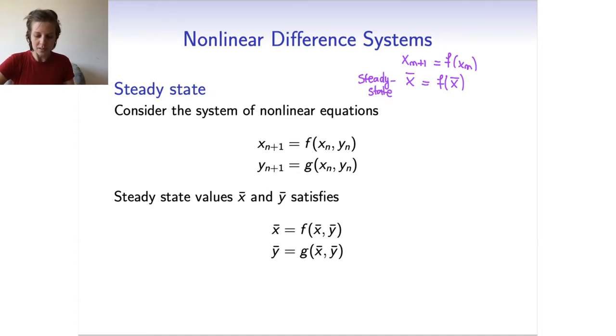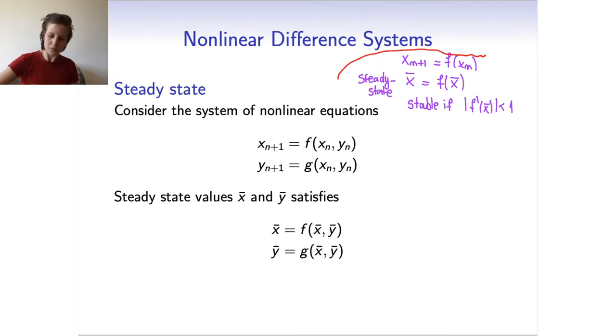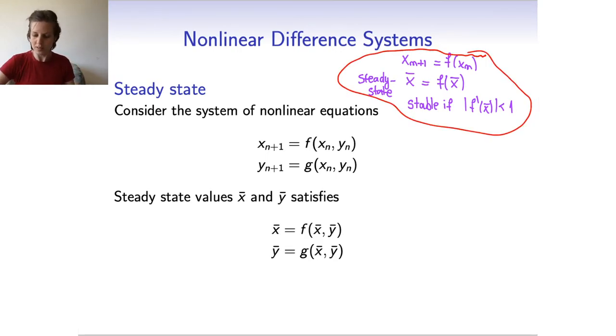This steady state can be unstable or stable, and it will be stable if the derivative at the steady state is smaller than 1. Okay, we are going to move to nonlinear systems, but we are going to see that what happens is similar.